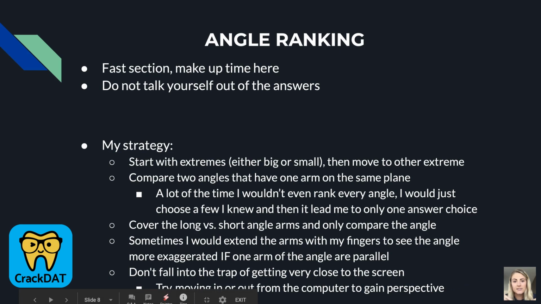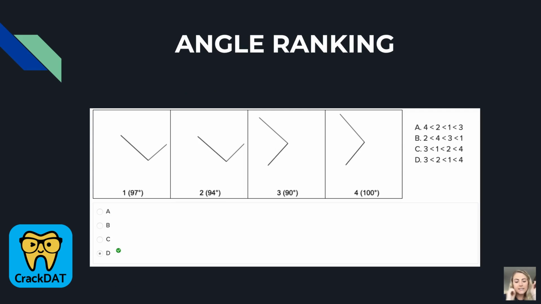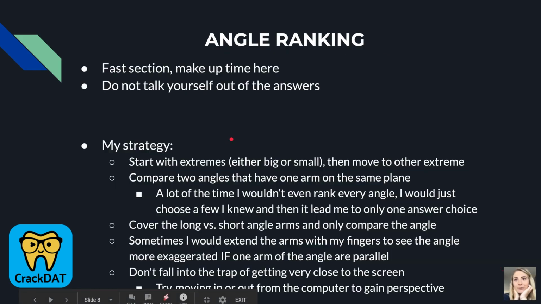So my strategy: start with extremes, either big or small, and then move to the other extreme. What I mean by that is, well, let me go to this one. Compare two angles that have one arm on the same plane. A lot of the time, I wouldn't even rank every angle. I would just choose a few I knew, and then it led me to only one answer choice.